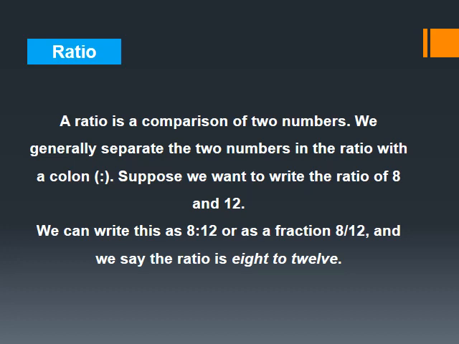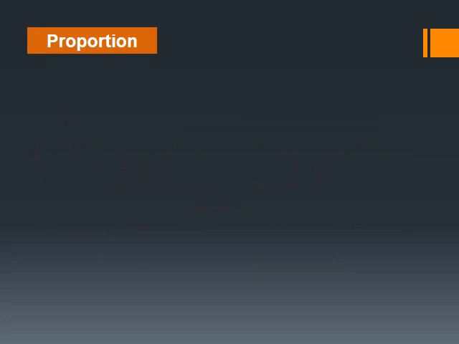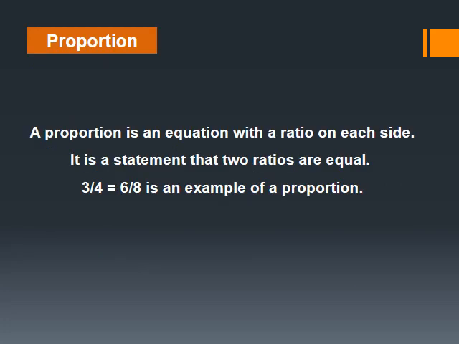Proportion and ratio may also be used synonymously. However, technically, a proportion is an equation with a ratio on each side. It is a statement that two ratios are equal. 3 by 4 is equal to 6 by 8. That is a proportion. Whenever we deal with a ratio, proportion is mostly involved. Basically, they are the same. There is not much difference. We are going to do some exercises with a few examples, and we will find out how to find a ratio.